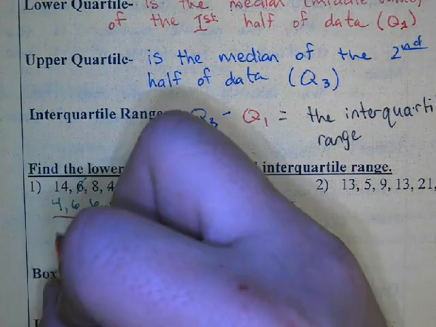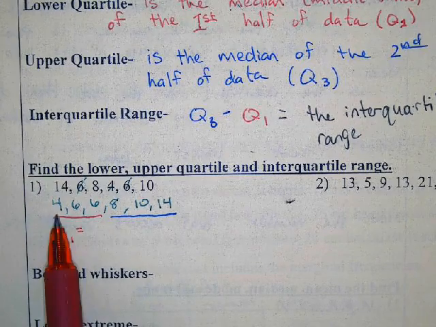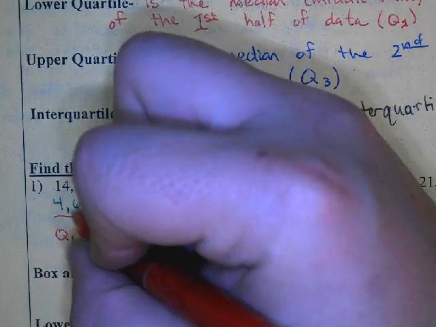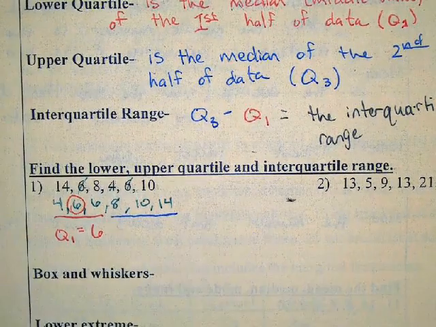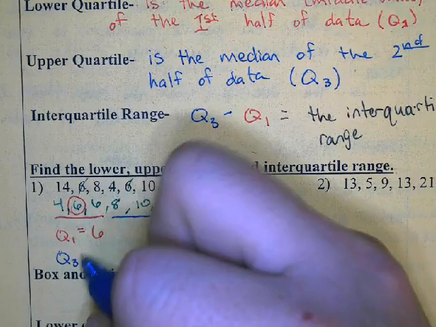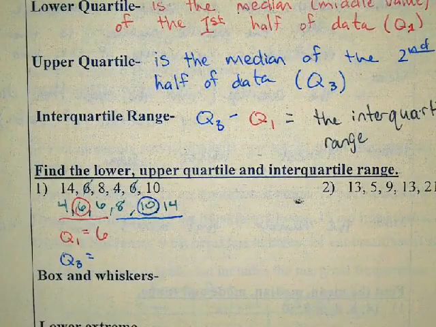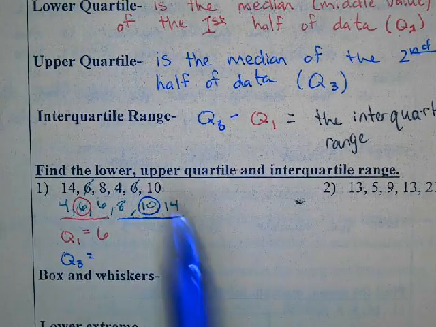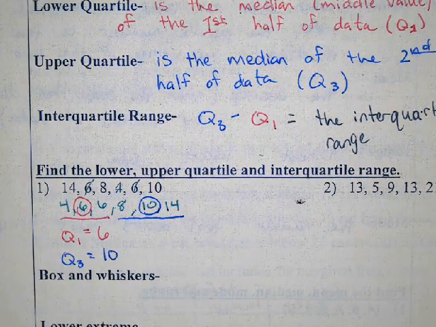So we'll need to find the lower quartile. My Q1 is equal to the median of this list of data. What's the middle number of 4, 6, 6? Well, the middle number is a 6, so we'll say our quartile 1 is 6. And then for our Q3, our upper quartile, we have 8, 10, 14, so my middle number is 10, and we'll have that 10 right there.